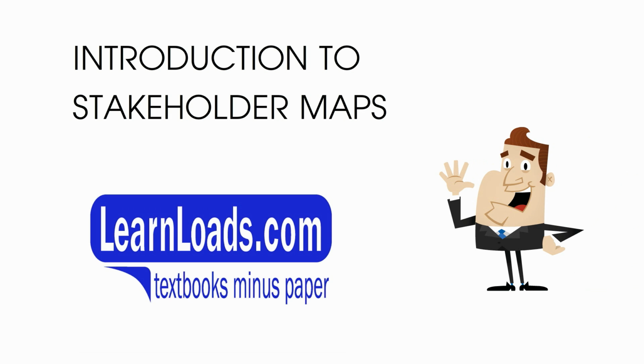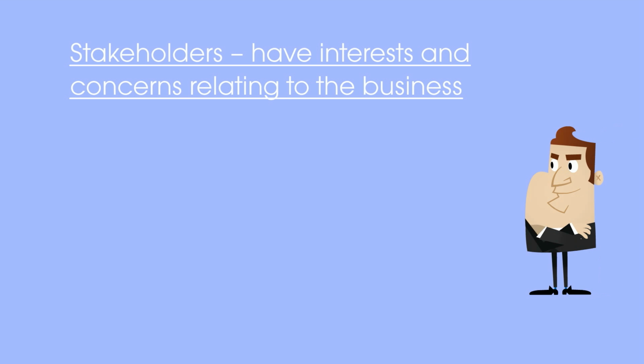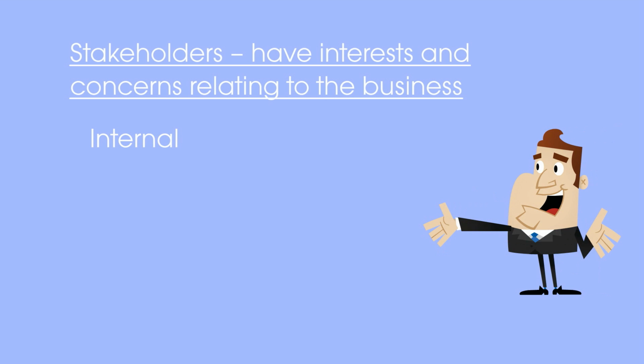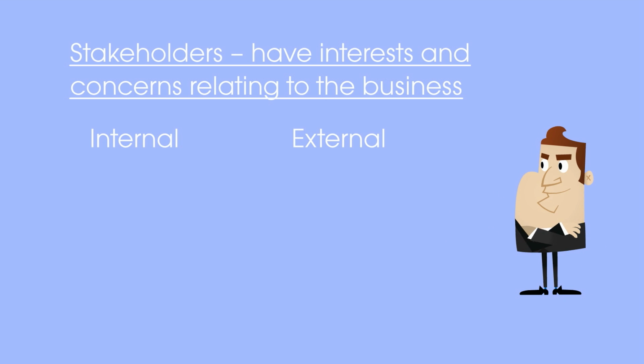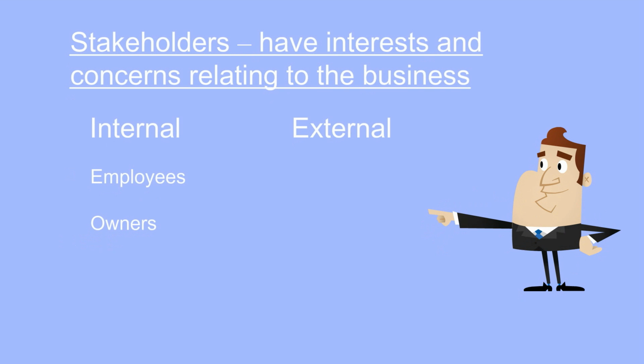Stakeholders, remember, are people who are interested in or affected by what a business is doing. So forget about steak and chips or sticking wooden stakes into vampires. We're talking about internal and external stakeholders. Internal stakeholders of a business are the employees and the owners. External stakeholders are those who have contact with the business but don't actually work in it. So examples are customers, suppliers, and government.